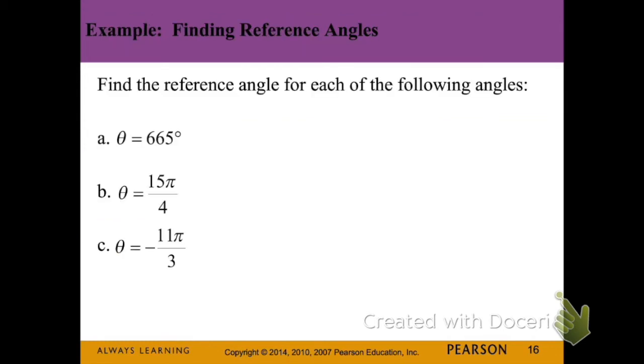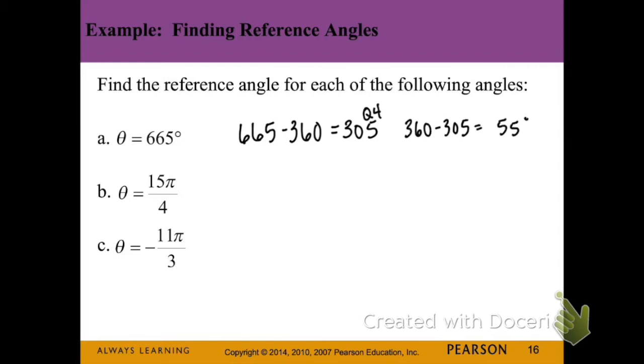Find the reference angle for each of the following angles. For problem A, theta equals 665 degrees, I'm going to start by finding my coterminal angle by subtracting off 360. And then I notice that 305 degrees is in the fourth quadrant. So I'm going to do 360 minus 305, and I get a reference angle of 55 degrees.